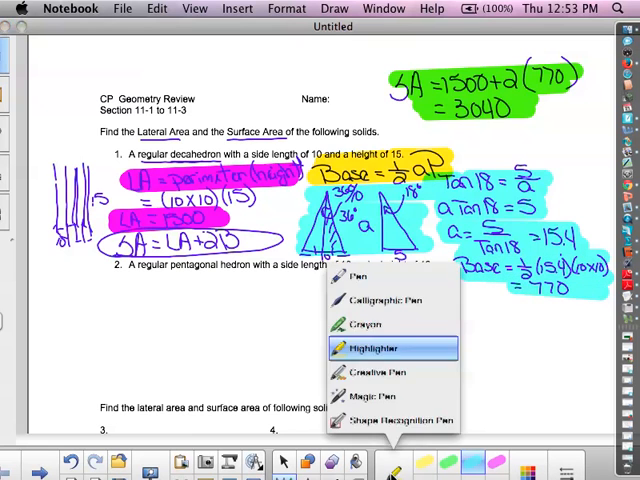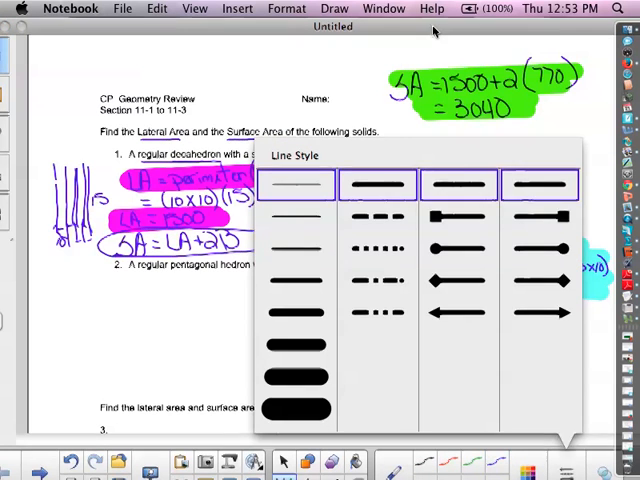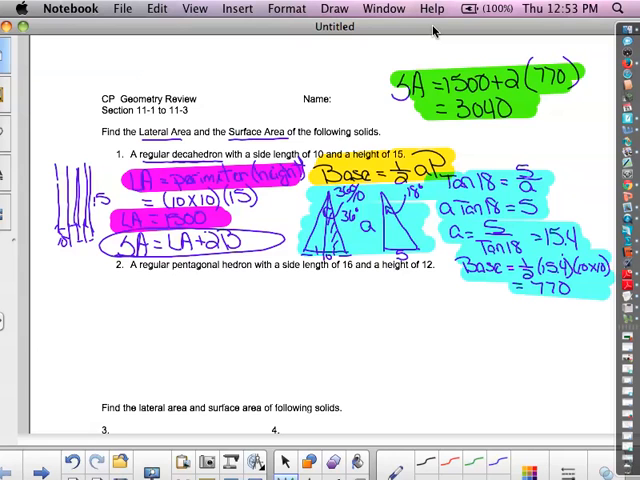Okay, number 2, it's going to be essentially the same process. Again, you're looking at a regular pentagonal hedron, which means that the base is a pentagon. So I have this, sorry, my art isn't very good. The height is 12, the length of a side is 16.